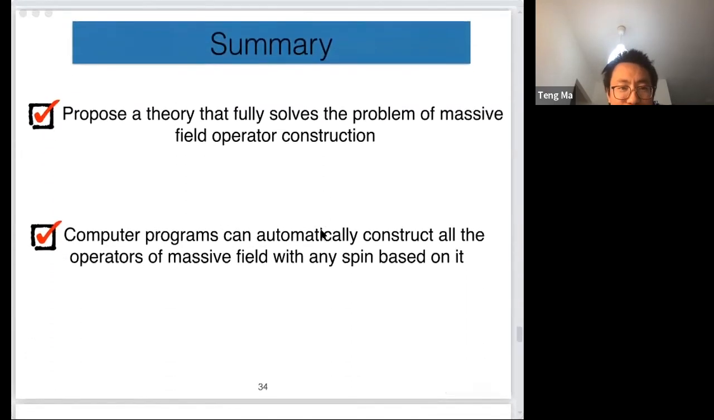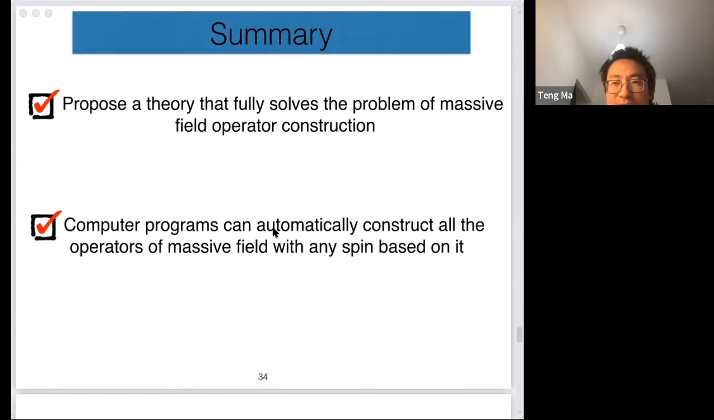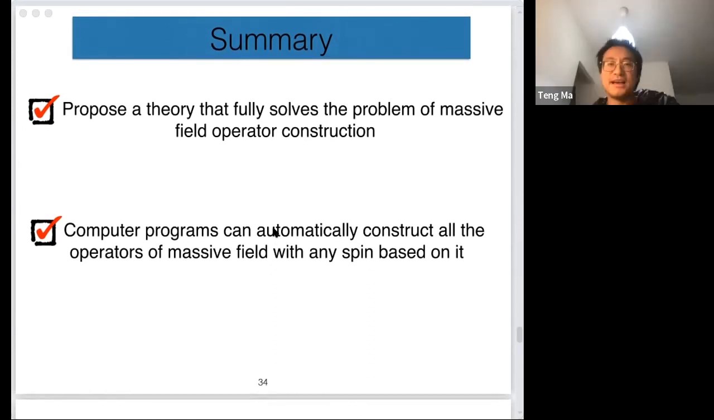The summary. We propose a general theory that can fully solve the problem of massive field operator construction. And based on this theory, the computer program can automatically construct all the operator bases of massive fields with any spin. So that's all. This is the content of my talk.